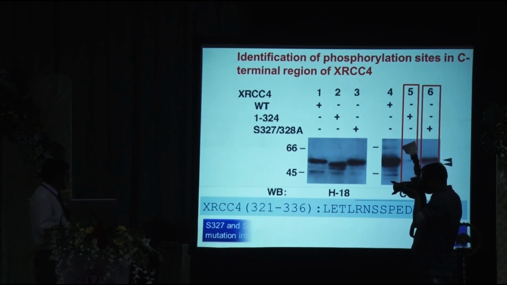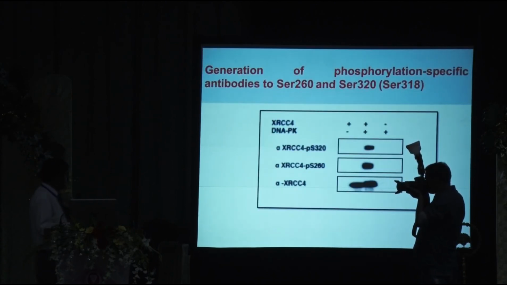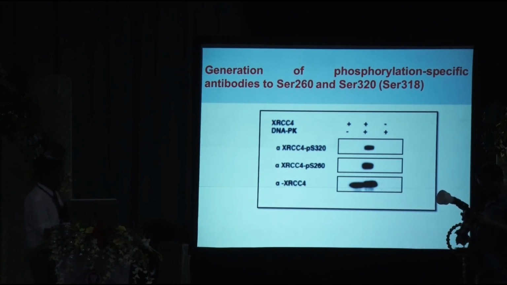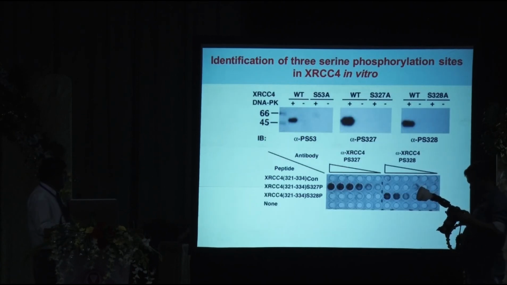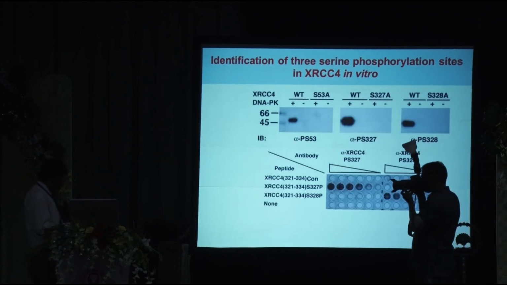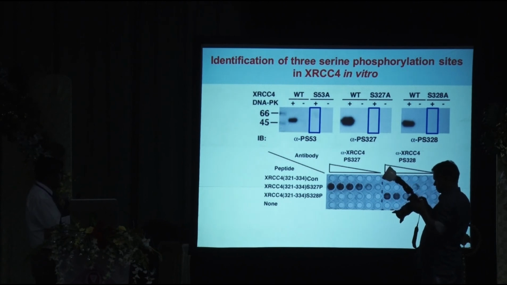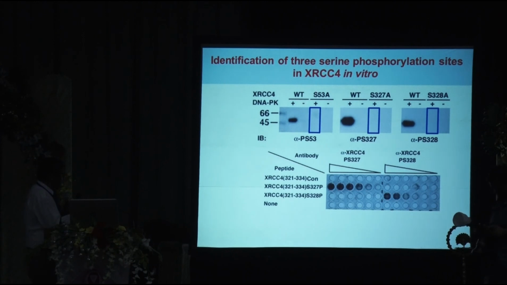After that, we prepared phosphospecific antibodies against various phosphorylation sites in the XRCC4 protein, and we have seen in vitro phosphorylation, as we can see in these panels. In the case of the S53A mutant, then the S327A mutant, and then the S328A mutant, we could not see any phosphoryl signals as compared to wild type. It means that these three serines were phosphorylated in XRCC4 protein by DNA-PK.